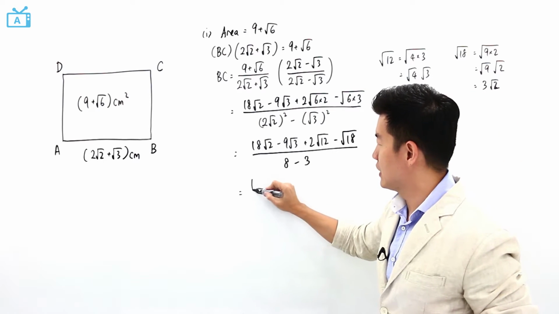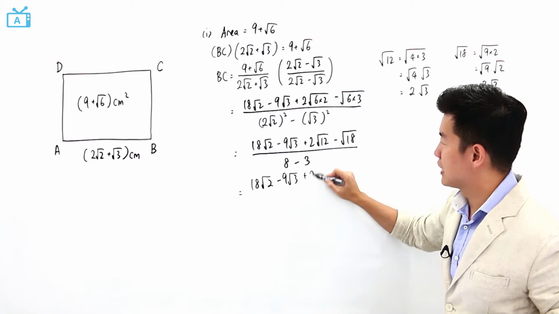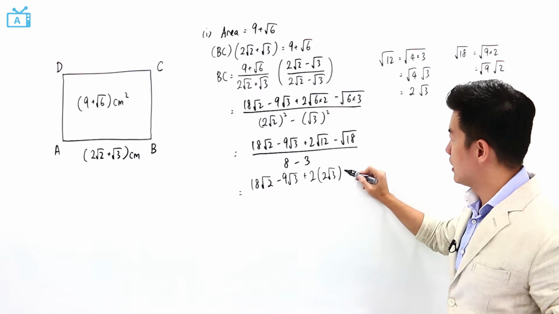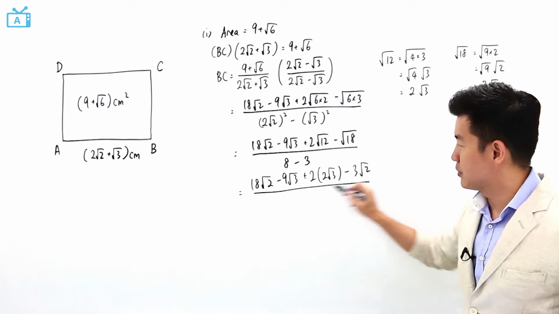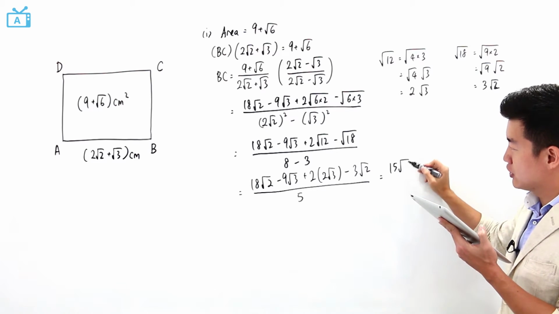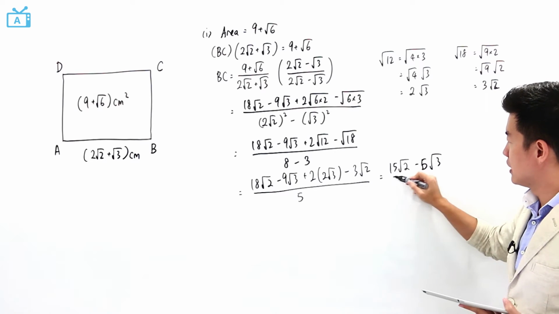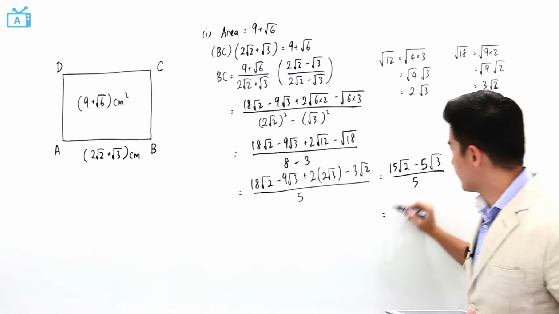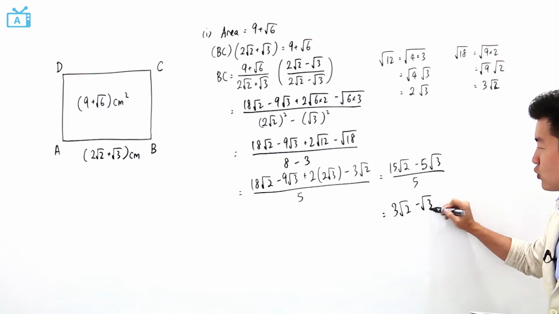Which means that what we have here is 18 square root of 2 minus 9 square root of 3 plus 2 times square root of 12, which is 2 square root of 3, minus square root of 18, which is 3 square root of 2, divided by 5. And if I were to simplify the numerator, it is 15 square root of 2 minus 5 square root of 3 divided by 5. So if I were to simplify this further, this divided by this is 3 square root of 2. This divided by this is minus square root of 3.